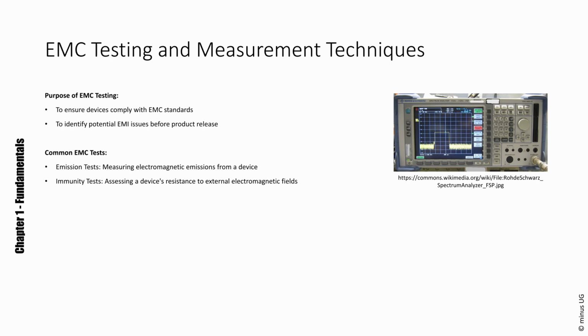Common EMC tests. EMC testing encompasses various types of tests, with emission tests and immunity tests being among the most common. Emission tests involve measuring the electromagnetic emissions from a device to ensure they are within the limits set by EMC standards. These tests help in determining whether a device is likely to cause interference with other equipment. On the other hand, immunity tests assess a device's resistance or tolerance to external electromagnetic fields. The objective here is to ensure that the device can operate correctly and reliably when exposed to common sources of electromagnetic noise in its operating environment. Both types of tests are integral to achieving overall EMC compliance.